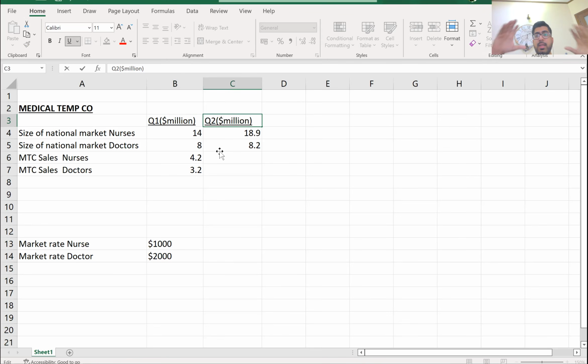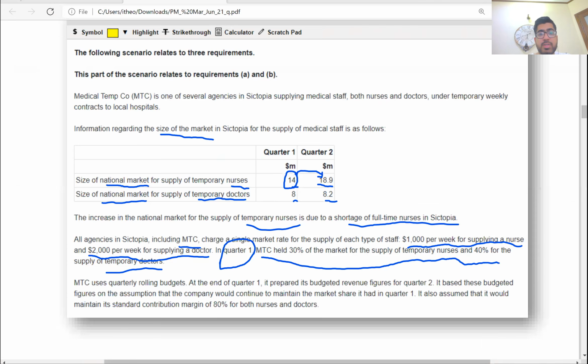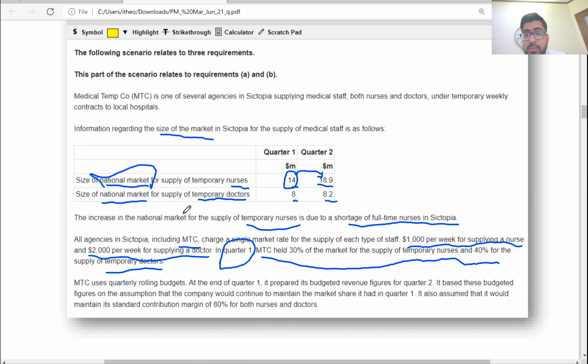You see, Apple company, if it sells products in Pakistan, it has a national market of all the cities. I won't be having that whole market if I'm a supplier or a dealer or a shopkeeper. I will have a limited share. My sales would be limited from that. Let's suppose if the whole market is $100 billion, my sales would be 5 million, 6 million, 10 million, whatever share I get. So this is what it is stating in this question, that 14 million is the size of the whole country's market for nurses, and for doctors, 8 million. In quarter one MTC, this medical temp company, had 30% of supply. So my sales would be just 30% of the whole market size and 40% for doctors.